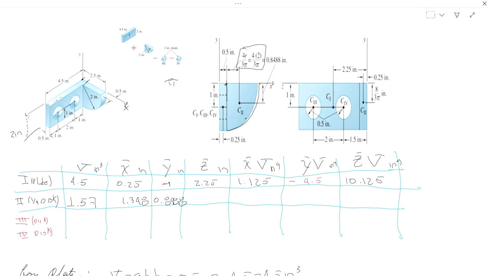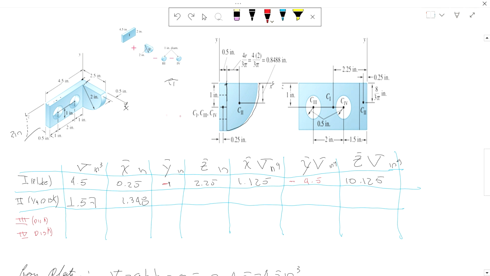Except for y is negative. So I need to add a negative sign there. Negative is because, again, y positive is up, y negative is down. So this is negative 0.8488. And z is pretty easy, it's 0.25. 0.5 divided by 2.